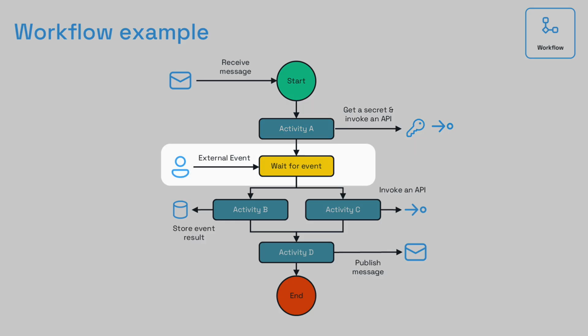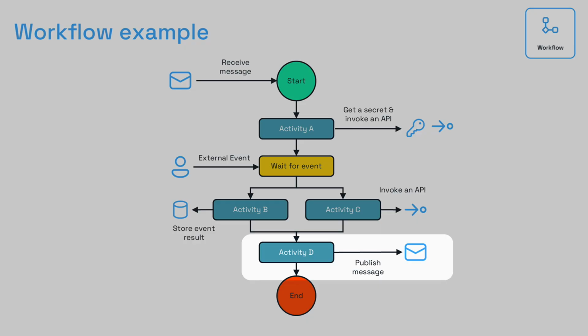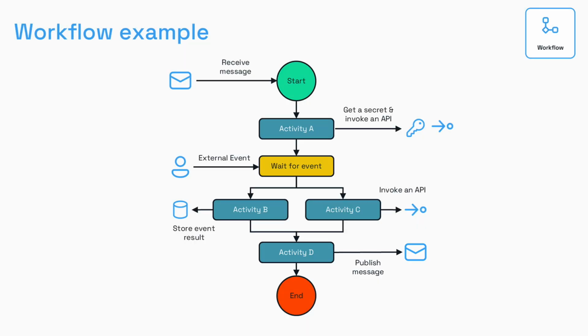Then it will continue, but there it will wait for an external event to come in. Once this event has come in, the workflow will continue, and then it will do activity B and C in parallel. So it stores an event result using the Dapr client, so the Dapr State Store, and it invokes another API. And finally, in the last activity, we publish a message to another message broker, and then our workflow is complete.